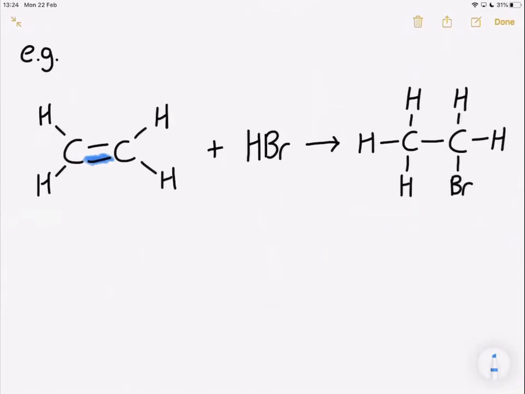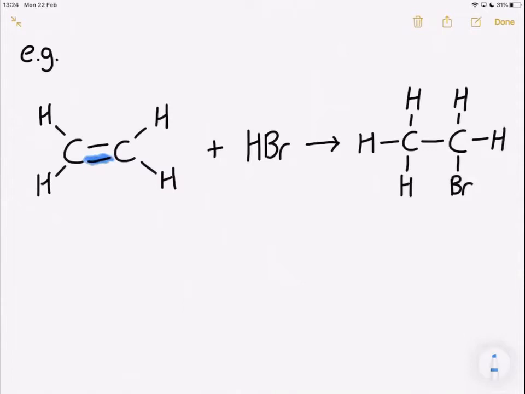But at A level, we don't really look at that very much, at least not until we look at a compound called benzene later on. For now, just recognize that there's more electrons between those two carbons. There's a higher electron density between those two carbons than there would be in an alkane. That's what makes them reactive.